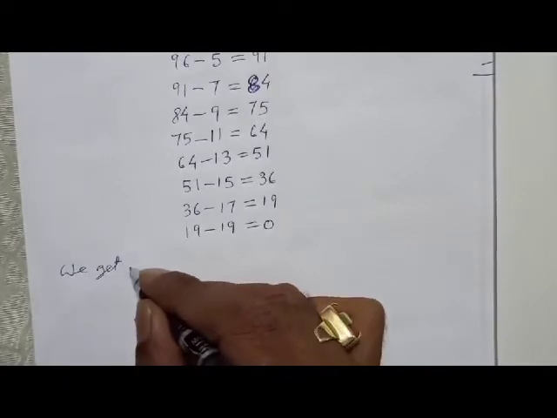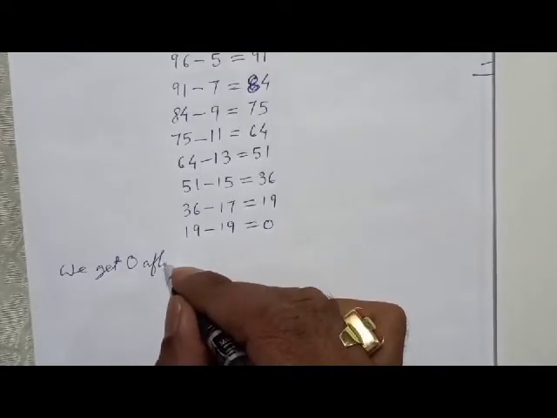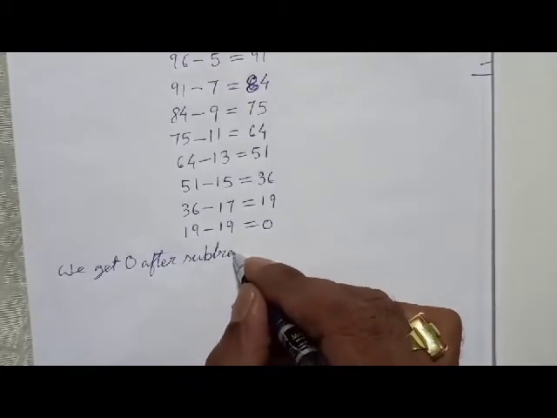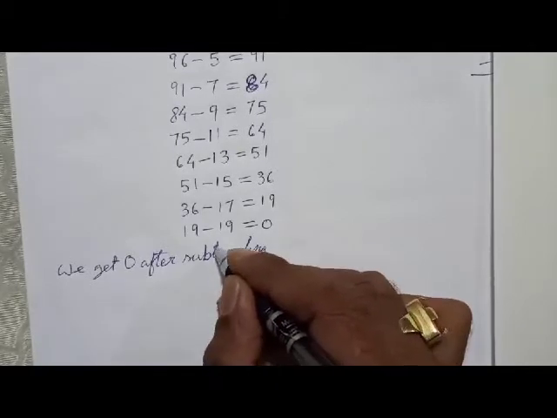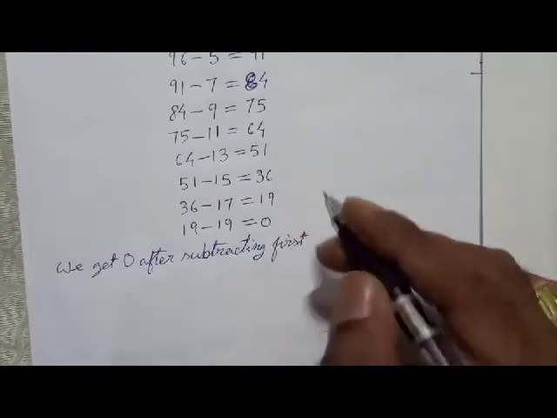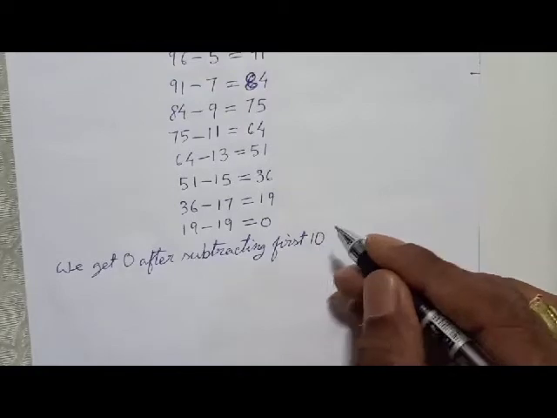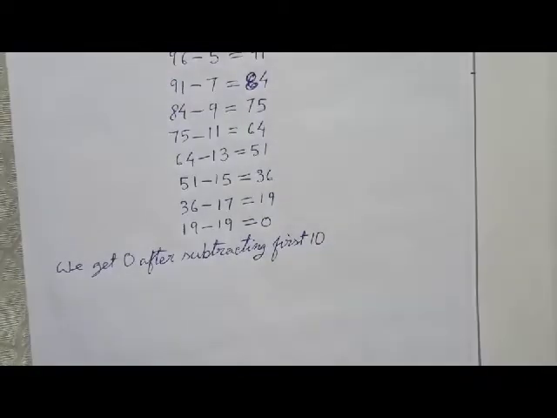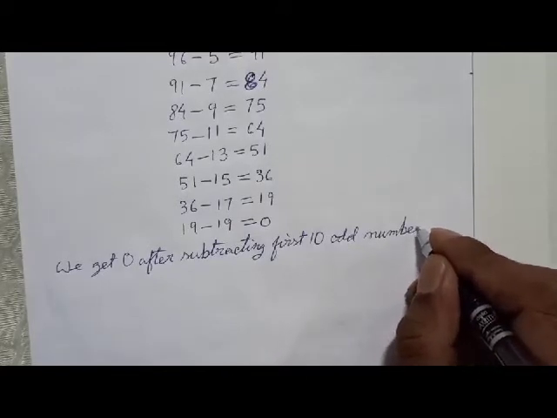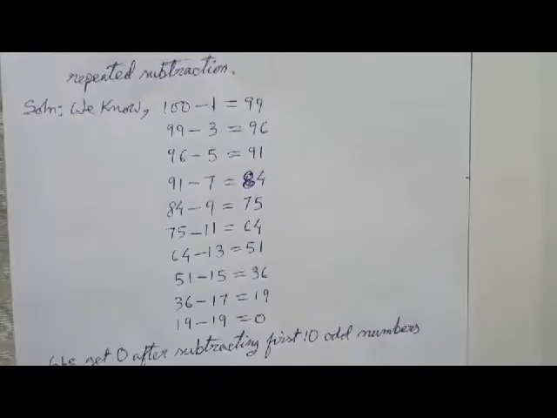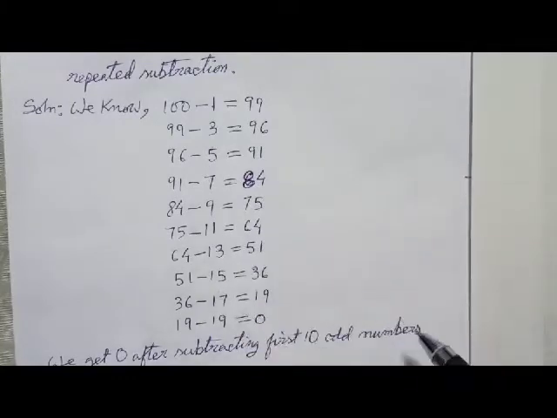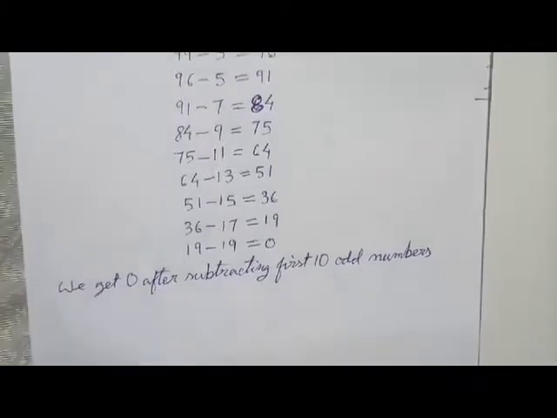We get 0 after subtracting the first 10 odd numbers. So here we are subtracting the first 10 odd numbers. 1, 2, 3, 4, 5, 6, 7, 8, 9, 10. So the first 10 odd numbers.